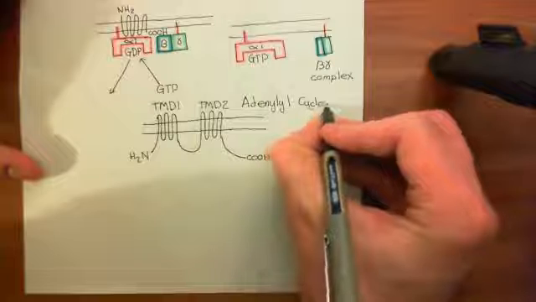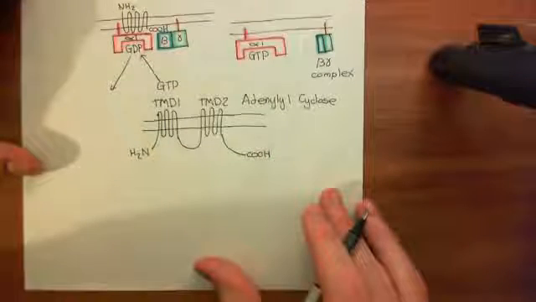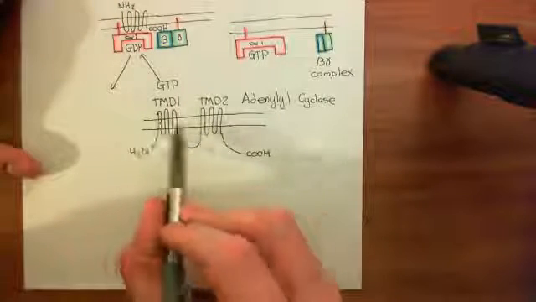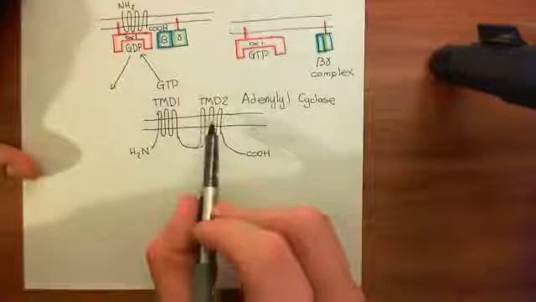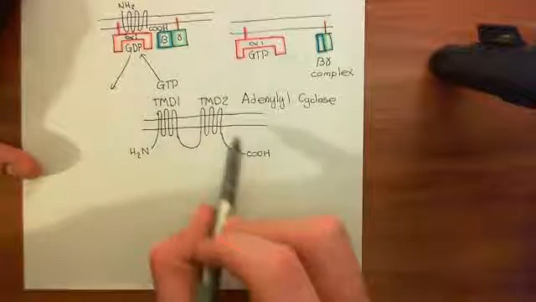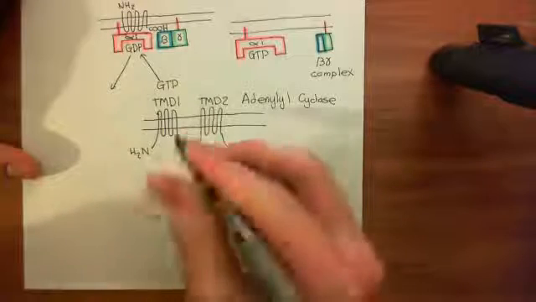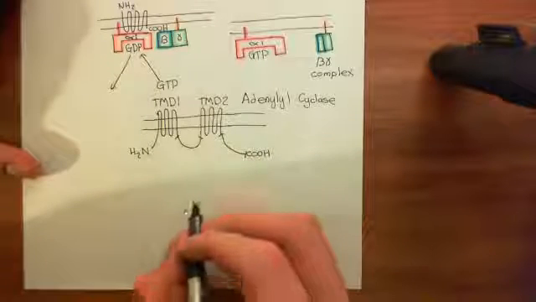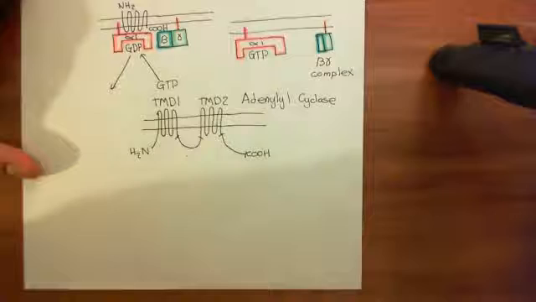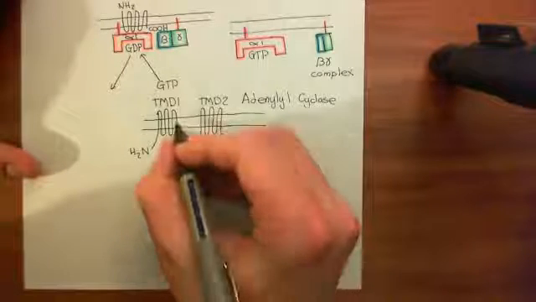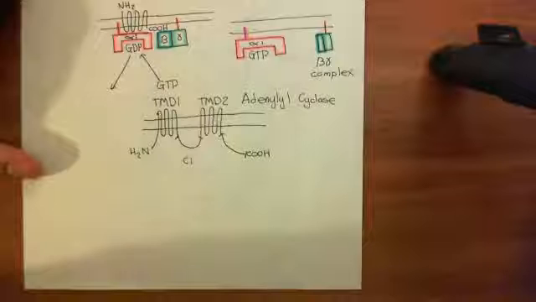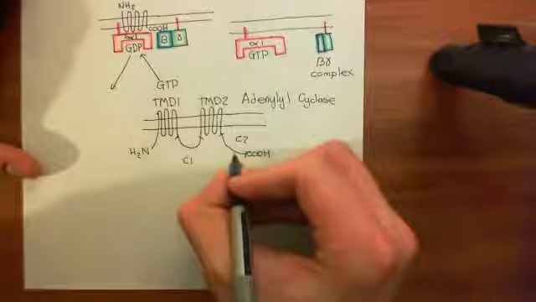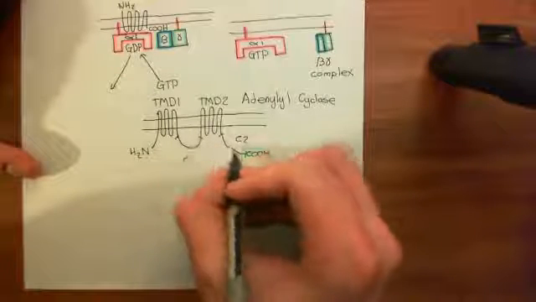There are 2 very important domains of this adenylyl cyclase enzyme. You may think that transmembrane domain 1 and transmembrane domain 2 are the most important, because they look the most impressive in this picture. But actually, it's this loop here and this C-terminal tail that are the most important bits. These other bits just latch it onto the membrane. The loop between transmembrane domain 1 and transmembrane domain 2 is called the C1 domain, and the C-terminal tail is called the C2 domain.